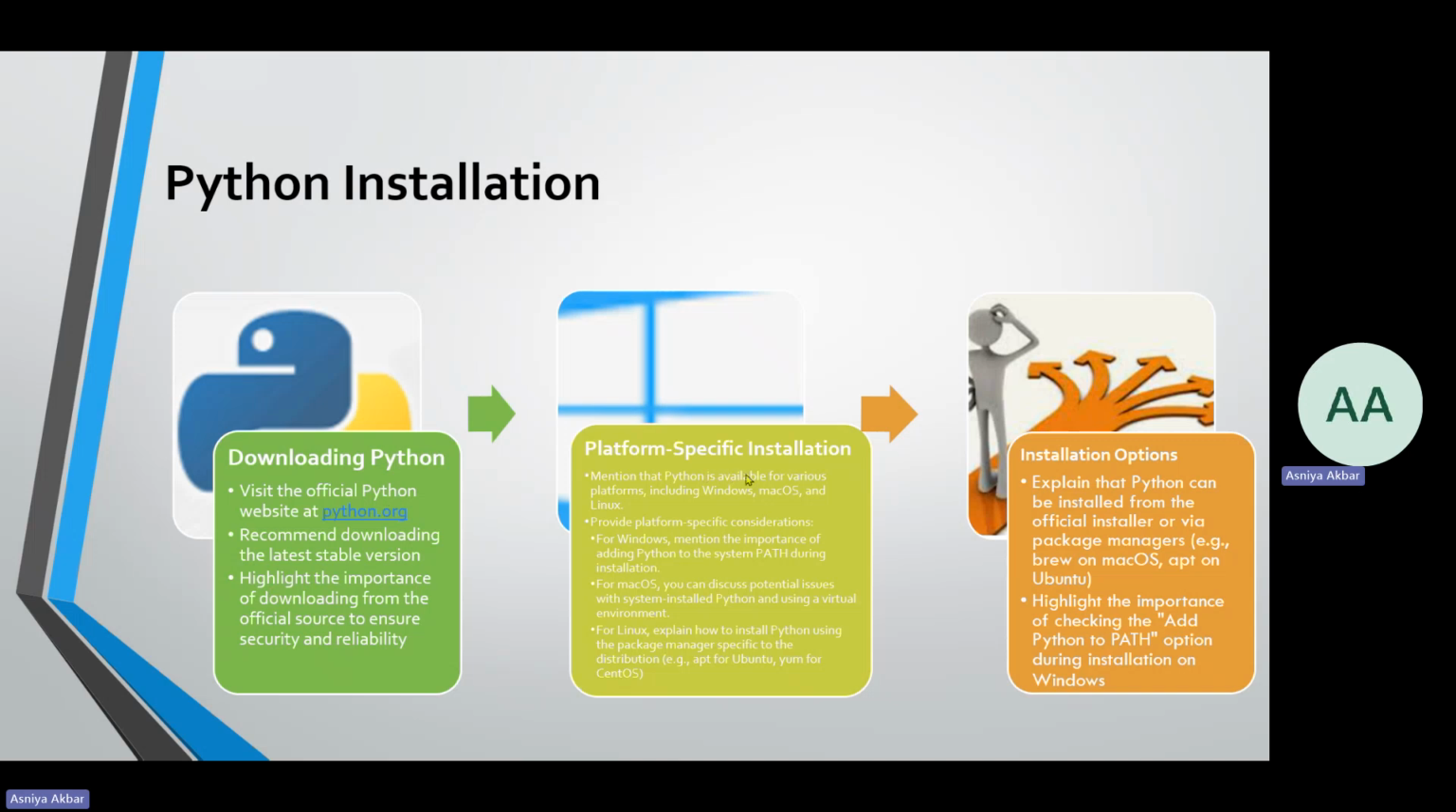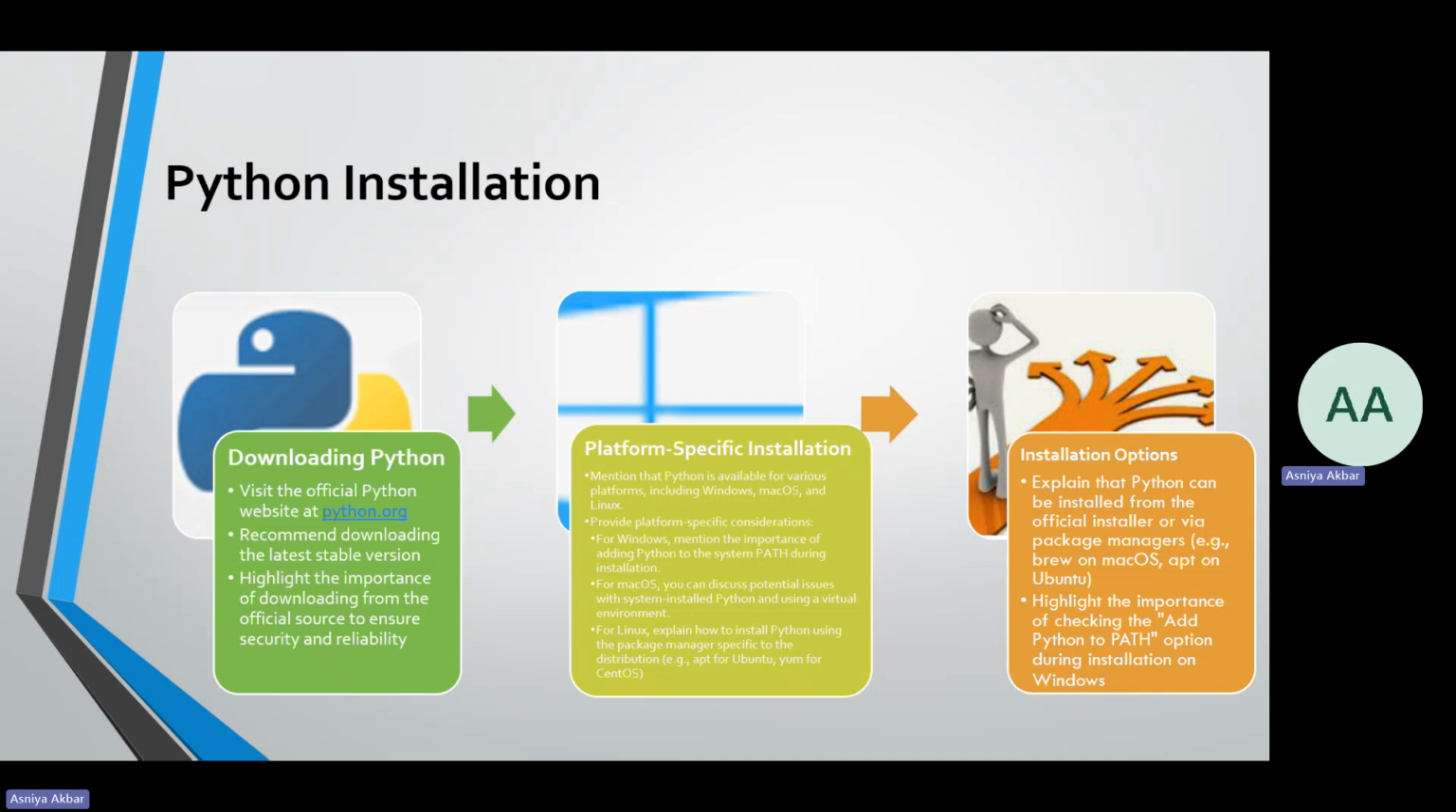Next, we have platform specific installation. So what does this mean? Python is a cross-platform language, meaning that it can be installed on Windows, Mac OS, and Linux. There are a few points that you need to keep in mind.